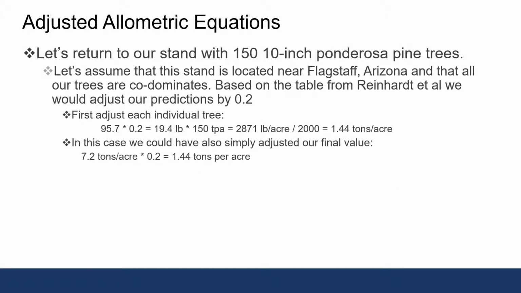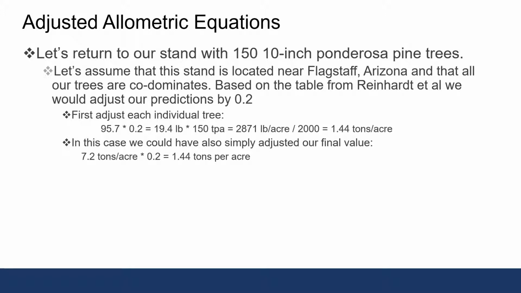If we return to our stand of ponderosa pine in northern Arizona, you will recall that there was an available fuel loading of 7.2 tons per acre and that each tree had an available fuel loading of 95.7 pounds. Assume that all our trees are classified as codominant trees. In this case, we can look up an adjustment factor from the table I just showed. Let's use 0.2 for ponderosa pine in Flagstaff, Arizona.